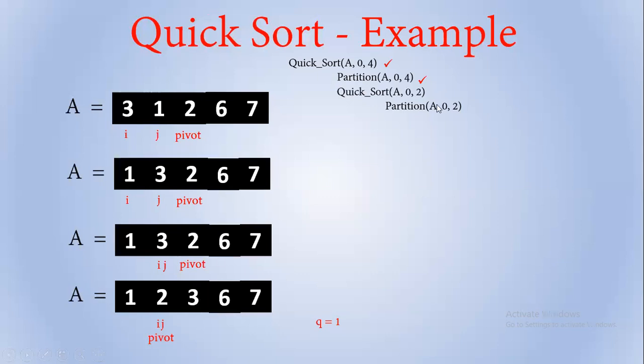So in partitioning, there is a value known as q. So here what is q? Q is the value of I here, so it will return I. I is 1, so Q is 1. So the value at 1 is 2.